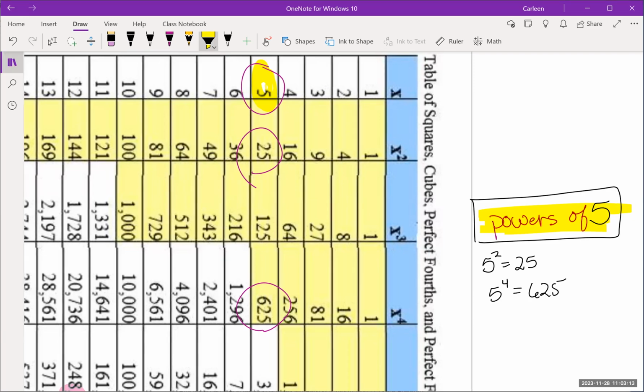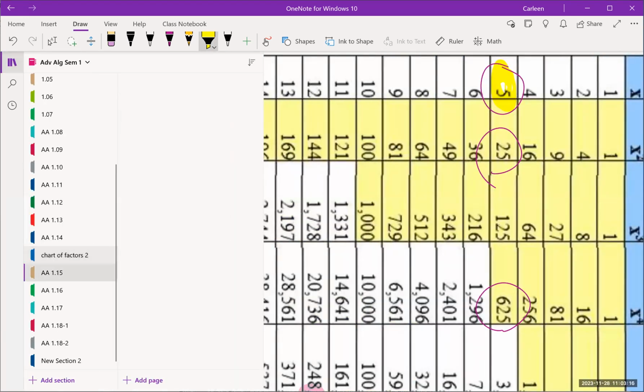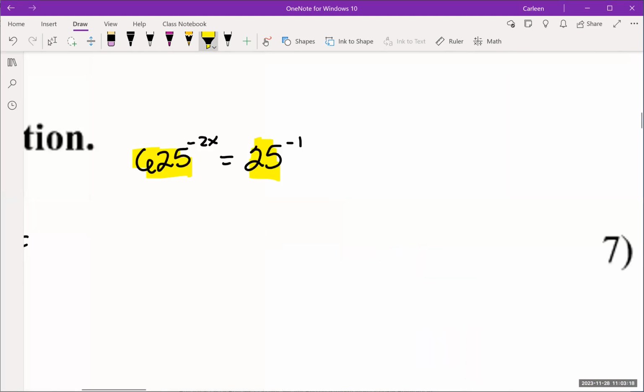Okay, let's go back. I didn't hear an amen, but we're going to go back anyway. So I rewrite 625 as 5 to the 4th. And I rewrite 25 as 5 to the second power. Are we good? Yay, I got a yes.